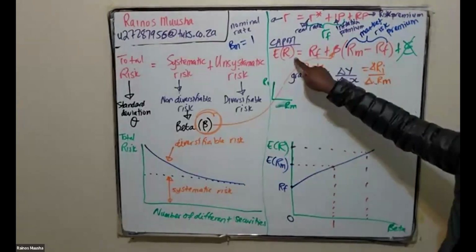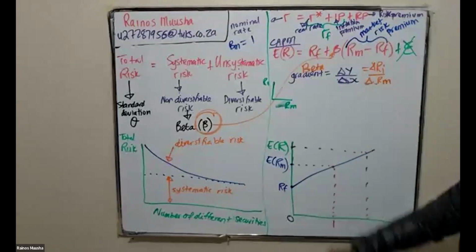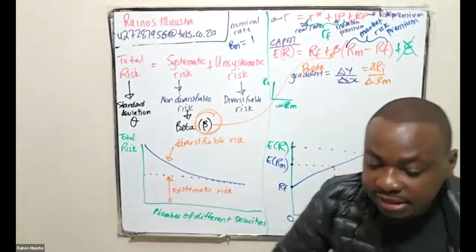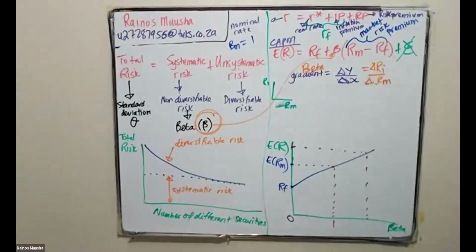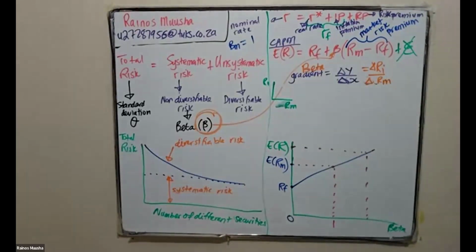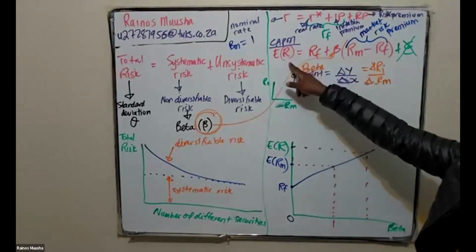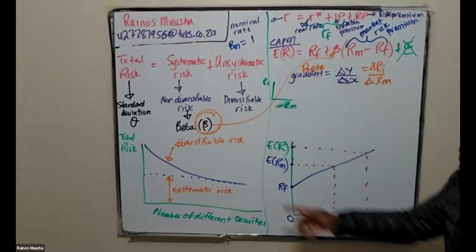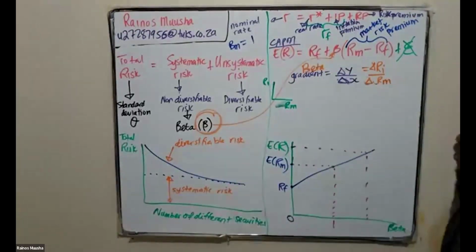So the expected return that we're talking about here, we are looking at it from an investor's perspective. If you're an investor, how do you determine the return that you're expecting to get from your investment? Assuming that your portfolio is fully diversified, the expected return is going to be dependent on the risk exposure of the beta, which looks at systematic risk.